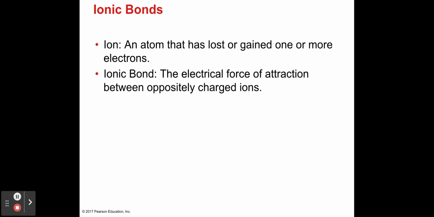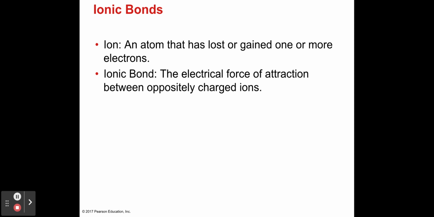In this section, we are going to talk about two types of bonds, ionic and metallic bond. So we've already looked at what an ion is, okay? An ion is simply an atom that has lost or gained one or more electrons. And so an ionic bond is the electrical force of attraction between oppositely charged ions.